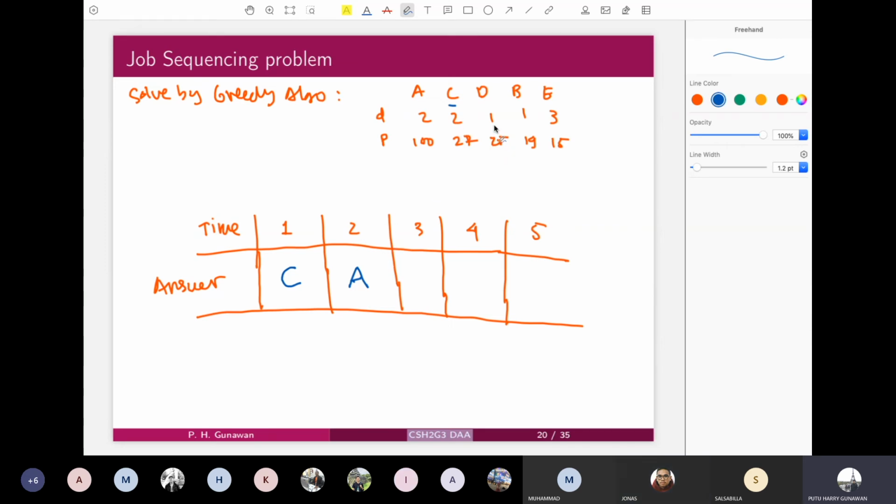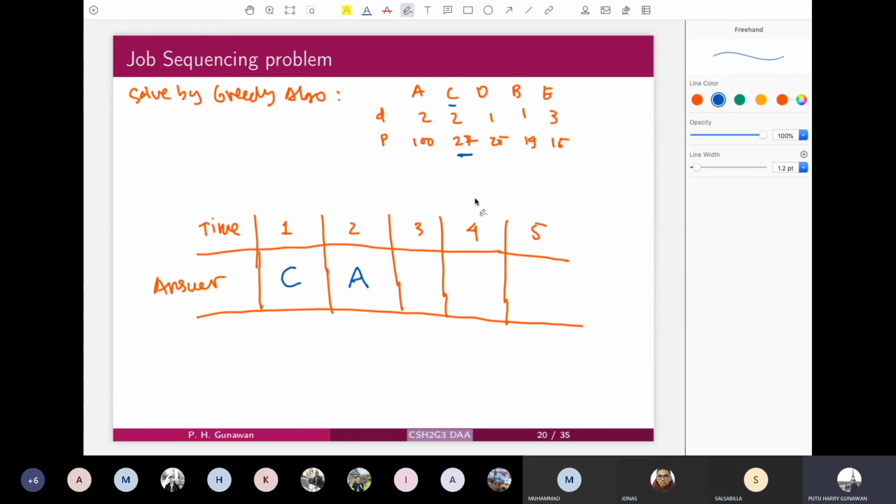Okay, for instance, go back to the D. D has deadline 1, so it is already filled by C, right? We couldn't do it in this one, since C also has the highest profit. So D is not possible in here. This is time 3, but your deadline is only 1 day. So it is not possible.